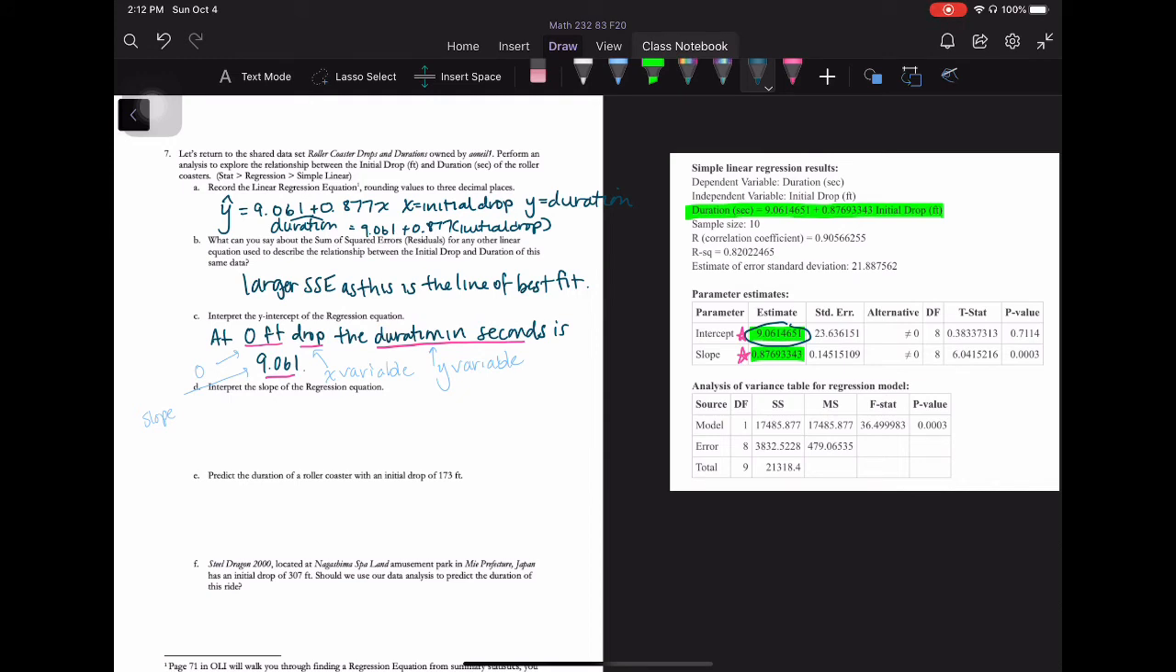Interpreting the slope, we're talking about rise over run. Whatever our y value is, remember y is duration, and then this is our initial drop. Now, for every 1 foot drop, the duration increases 0.877 seconds.